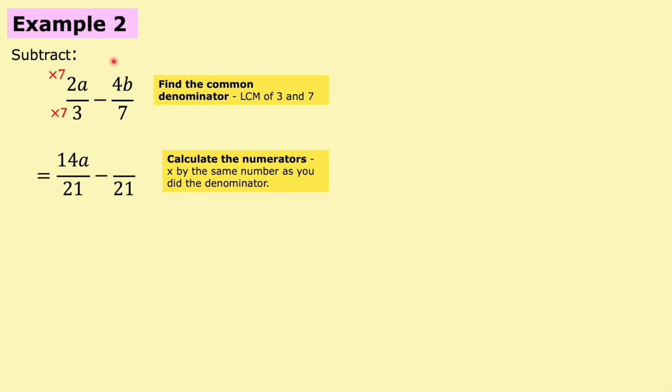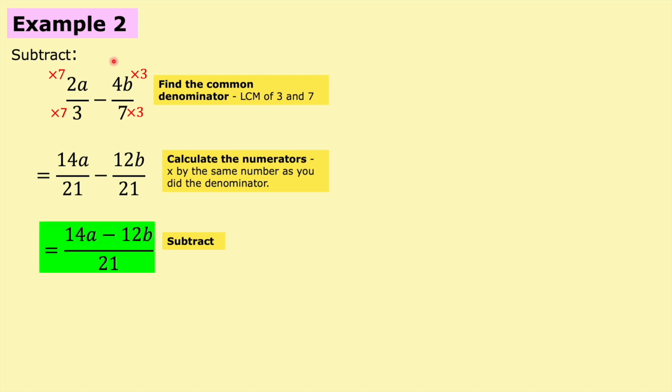And then on our second fraction, we've timesed the 7 by 3 to get 21. So whatever we do to the bottom, we have to do it to the top. So 4b times 3 gives us 12b. And now we've got the same denominators, we can go ahead and subtract. Make sure we know what we're doing, adding or subtracting. So we're going to subtract, and we're just going to write it out in one fraction because we can't simplify that any further. 14a subtract 12b over 21, and that is your final answer.